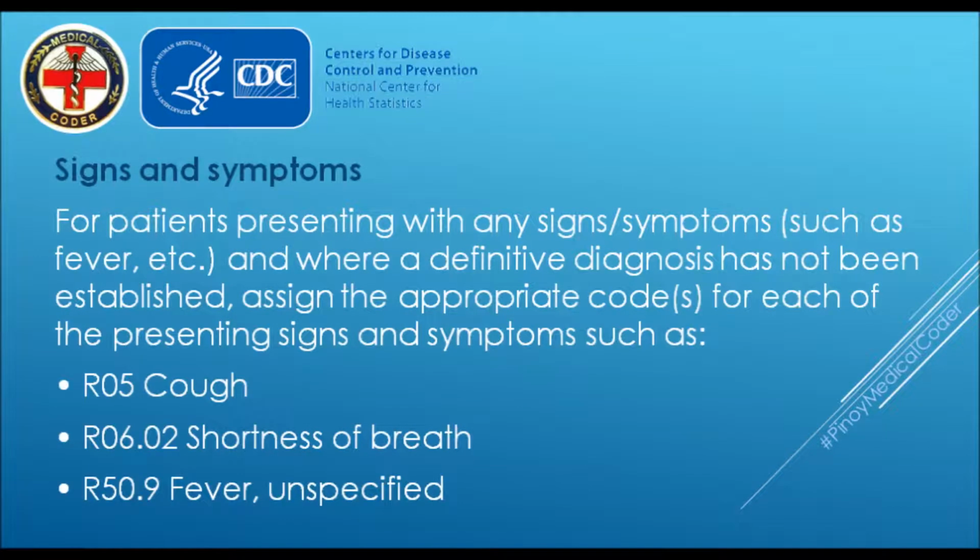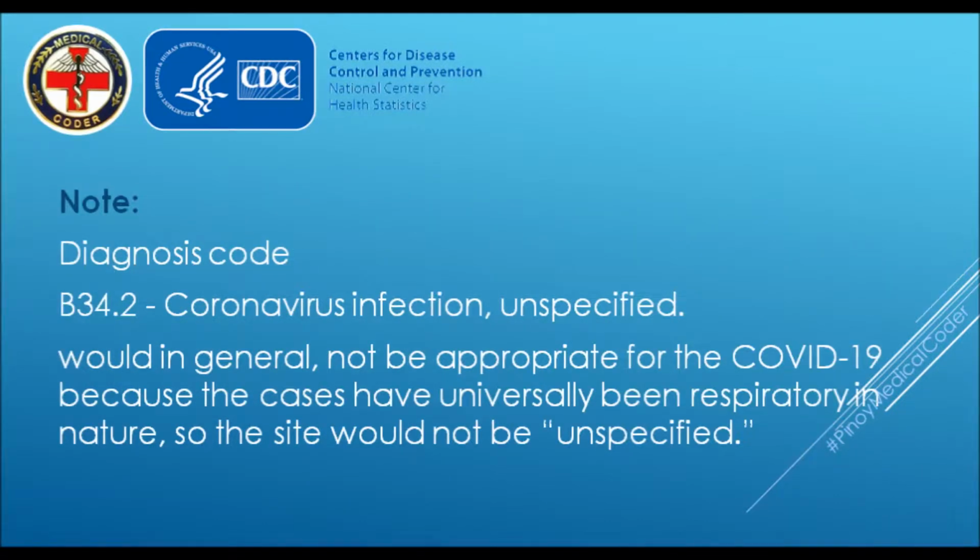For patients presenting with any signs or symptoms, such as fever, and where a definitive diagnosis has not been established, assign the appropriate code for each of the presenting signs and symptoms such as R05 Cough, R06.02 Shortness of breath, R50.9 Fever, unspecified. Note: Diagnosis code B34.2, Coronavirus infection, unspecified, would in general not be appropriate for COVID-19 because the cases have universally been respiratory in nature, so the site would not be unspecified.